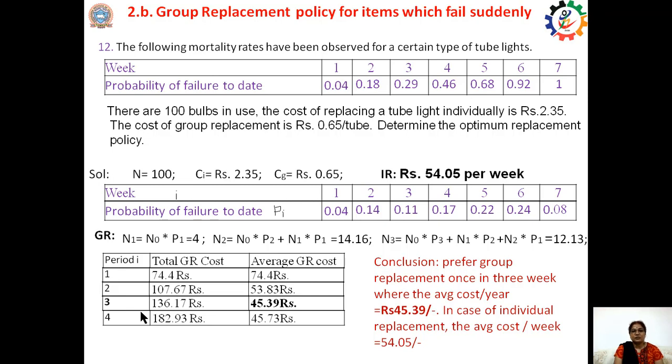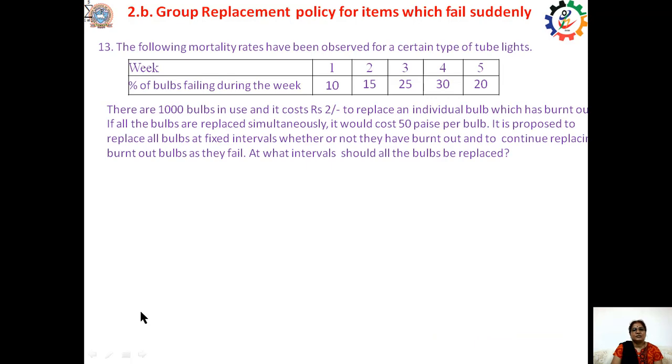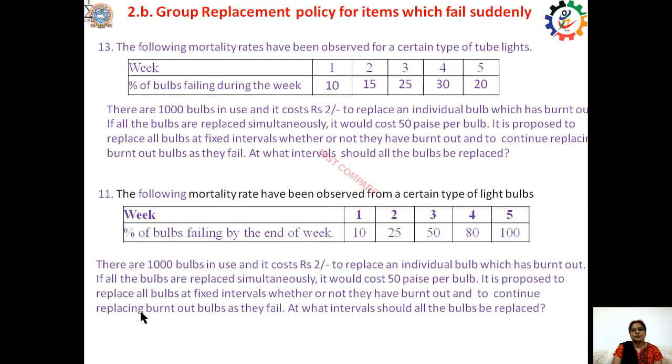In the first month, individual is better. Second month onwards group is better. Sometimes they ask preferably for the first, when individual replacement is preferred, like that. So we will see now. Two problems are given here. You have been asked to compare. Just compare these two problems. What is the difference? Both are similar problems.